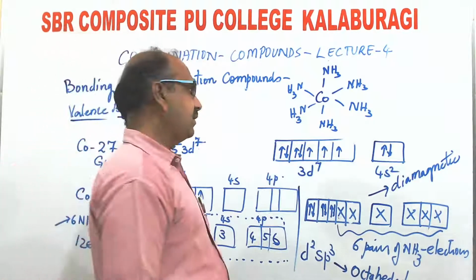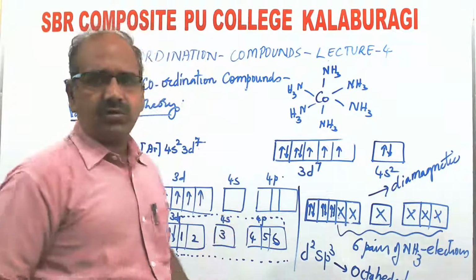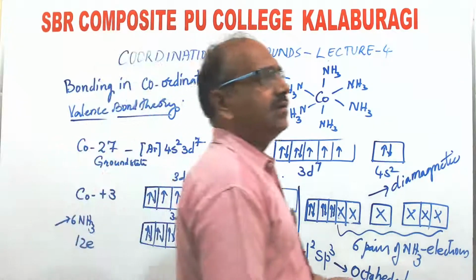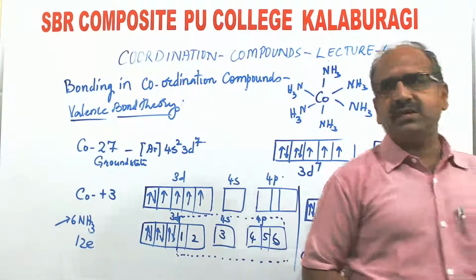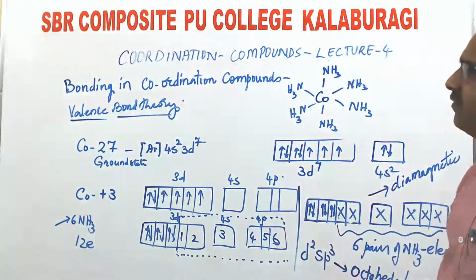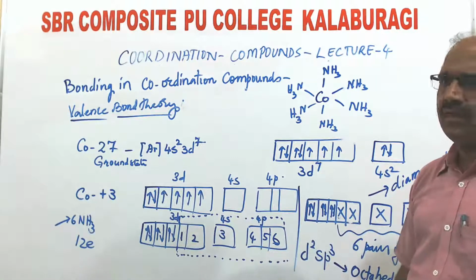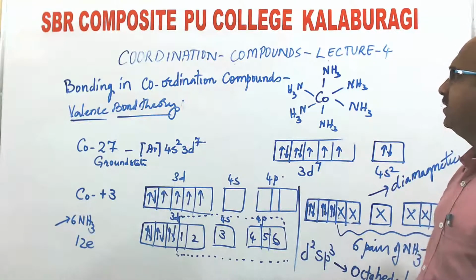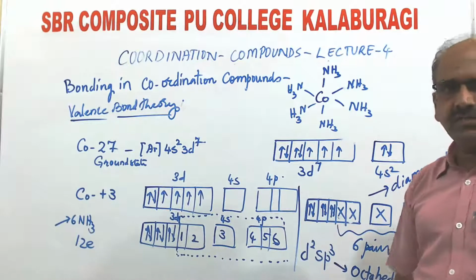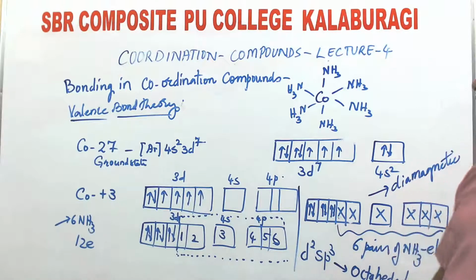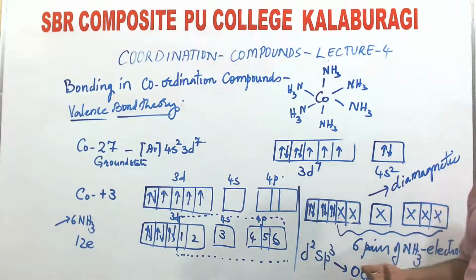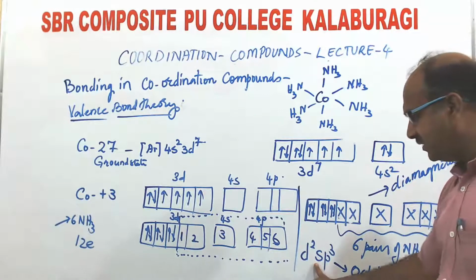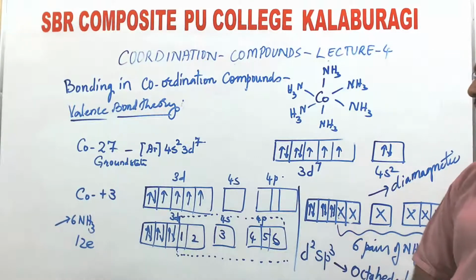Okay, fine. Regarding this, a 3-mark question can be there: explain one inner orbital complex of cobalt. Explain the bonding in [Co(NH3)6]3+. That way it can be asked, and later they can ask you to comment on the magnetic behavior and the structure. Because of this hybridization, the structure is octahedral.